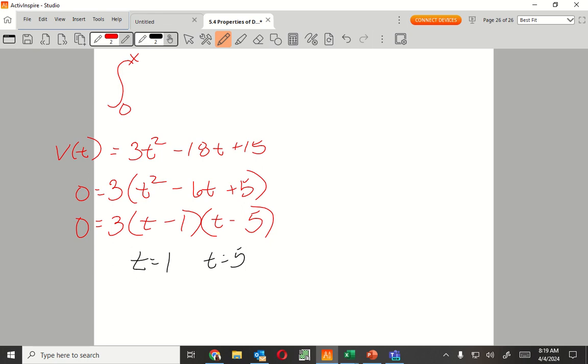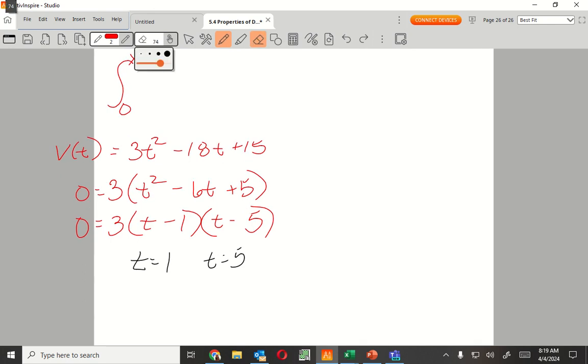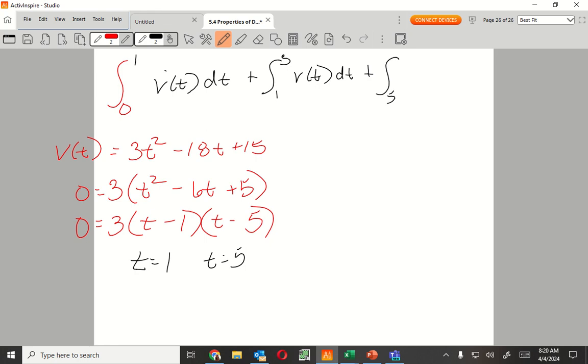So let's go back up here. Okay, so let's change this piece right here. Now I am going from 0 to 1, and that is for my function, which is v of t, dt, plus my next one, which is going to be from 1 to 5, my v of t dt, plus my last one, which is going to be 5 to 6, v of t dt.